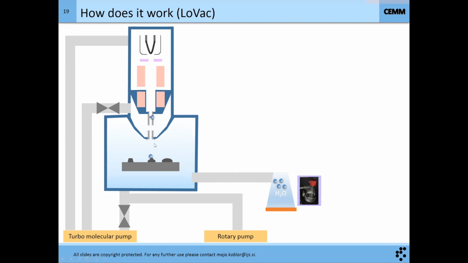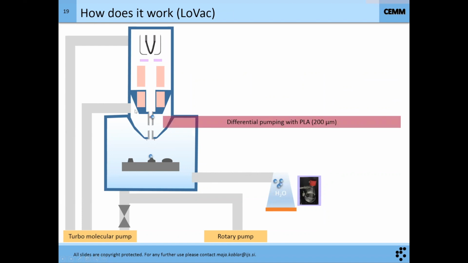Because some can get inside the column of the SEM, you have an additional valve which you will open manually. And this is the differential pumping. So it pumps in this area. This is the pressure limiting aperture. So it's 200 micrometers.